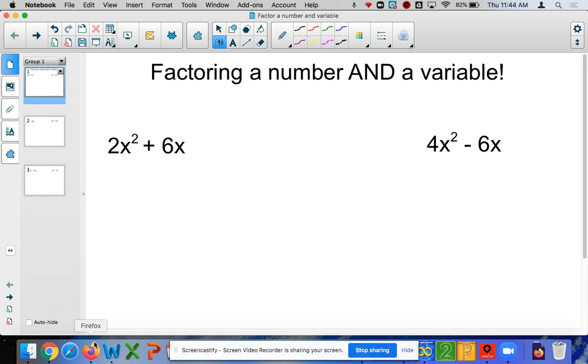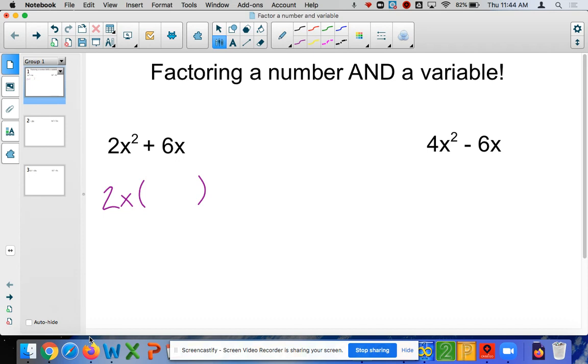So here, I'm going to focus on the number first. What is a number that both 2 and 6 share? It's the number 2. Now I also notice that there's an x out there. Both of these terms have at least one x, right? That little 2 right by the 2x squared means that there's 2 x's. And that 6x means there's just one x there. So I've got 2x, and now I'm going to build my parentheses.